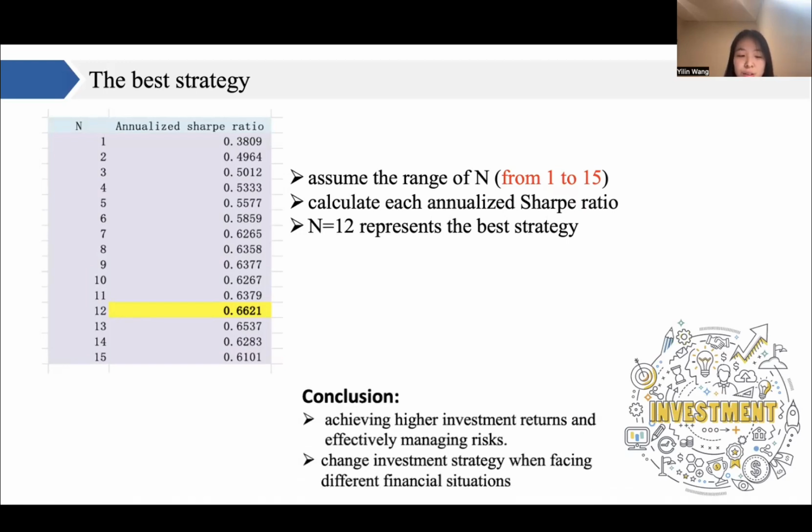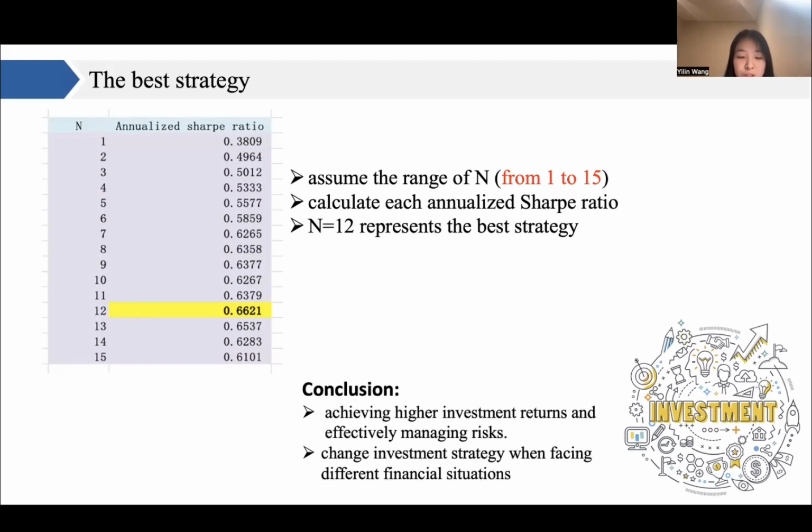Then we will conclude. After analyzing industry momentum, we find that it can help achieve higher investment returns and effectively manage risks. Also, it teaches investors to change investment strategies when facing different financial situations.